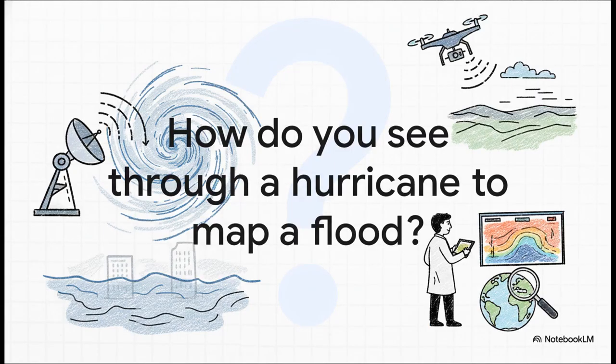So think about this for a second. How do you actually see through the swirling clouds of a hurricane to map the floodwaters below? Or how do you spot one tiny little fire starting in a forest that's thousands of acres wide? I mean, these aren't just thought experiments, these are real-world problems. And the answer is a technology called remote sensing, which is really just a way of seeing the unseen and measuring our world in some absolutely astonishing ways.